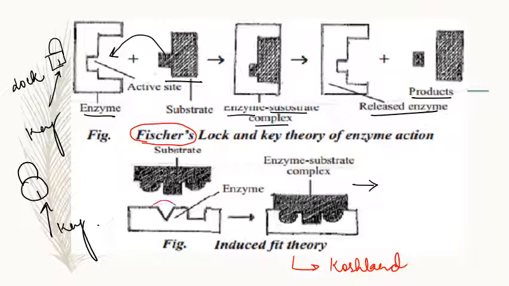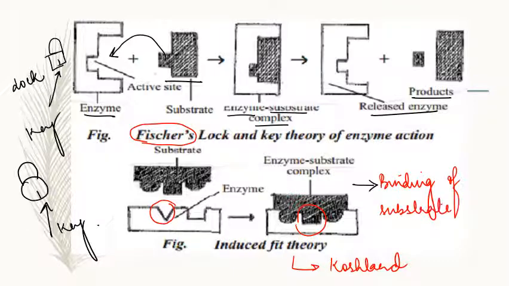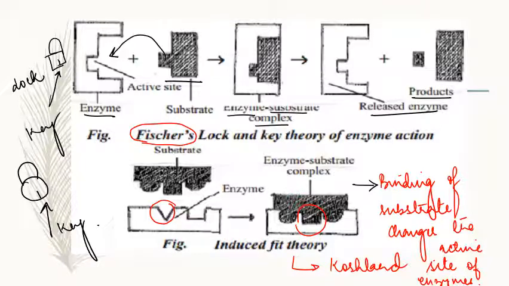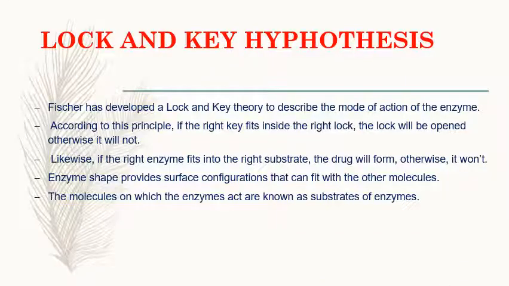You can see here this is one shape, right? And if you see here this is another shape. Clear? So we can conclude from induced fit theory that binding of substrate changes the active site of the enzyme. You can write: binding of substrate changes the active site of enzymes. Right? Now coming to lock and key hypothesis.